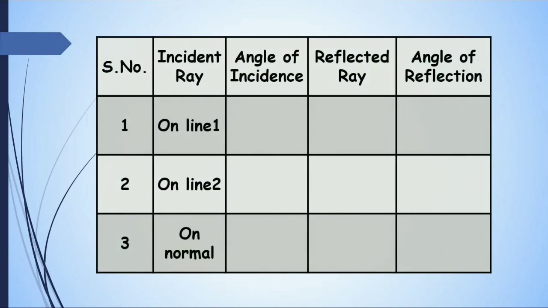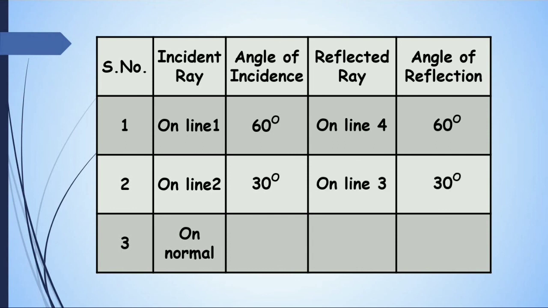So from this we'll make a table. Incident ray along line 1, along line 2 and along the normal. The angle of incidence along line 1 is 60 degrees, the reflected ray passes through line 4 and the angle of reflection is also 60. When it passes through line 2, the angle of incidence is 30, the ray passes along line 3 and the angle of reflection is also 30 degrees. And when it passes along the normal, the angle of incidence is 0 and the reflected ray is on the normal, hence the angle of reflection is 0.